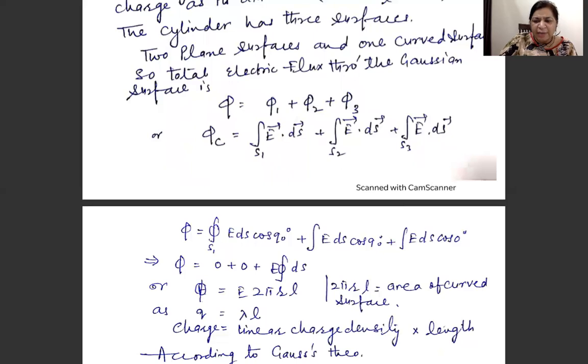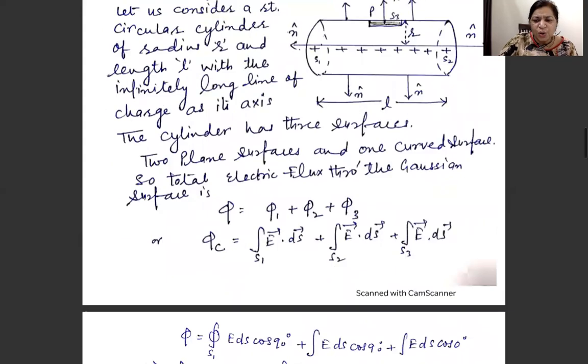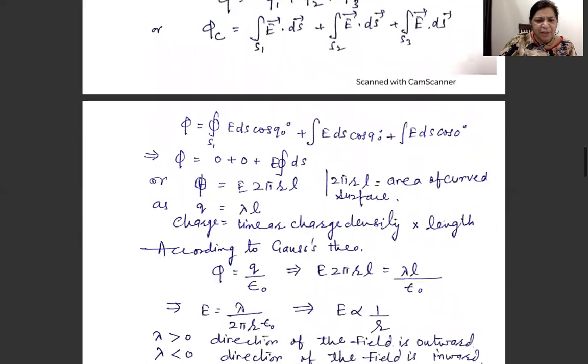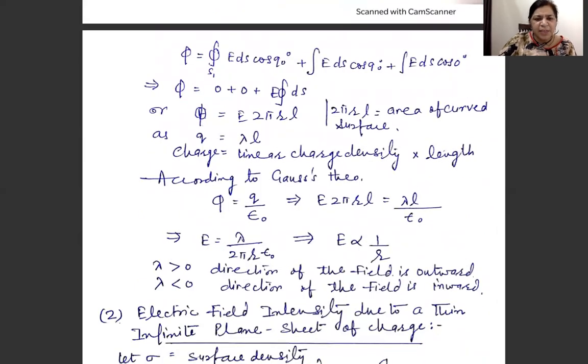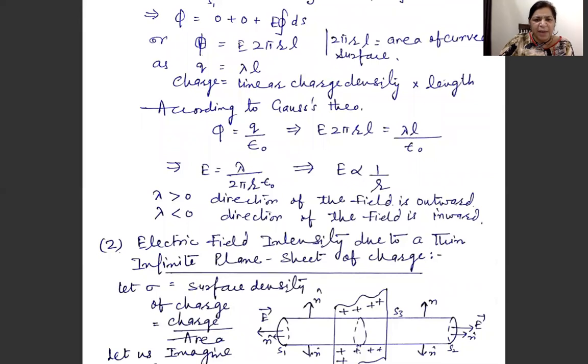For that, the angle will be equal to 0. You can see the electric field intensity as well as the unit normal to the area vector are in the same direction. So the angle is 0, so cos 0 is 1. So we will now have only one term, that is phi is equal to 0 plus E integral of ds. As the curved surface area of this cylinder is equal to 2 pi RL, the flux will be equal to E 2 pi RL.